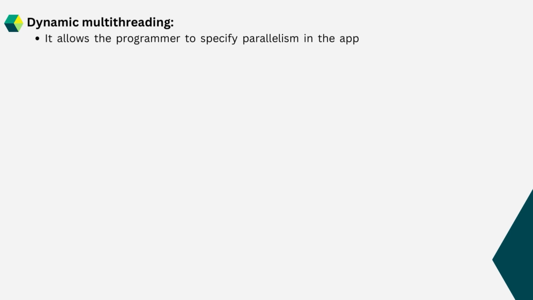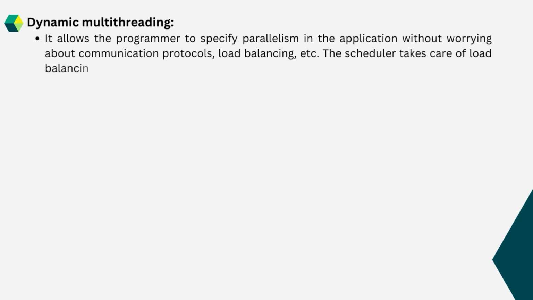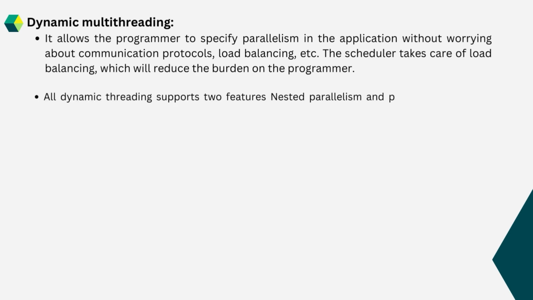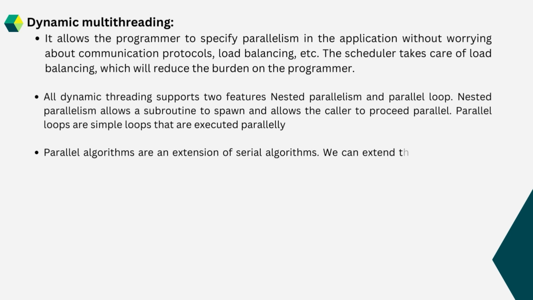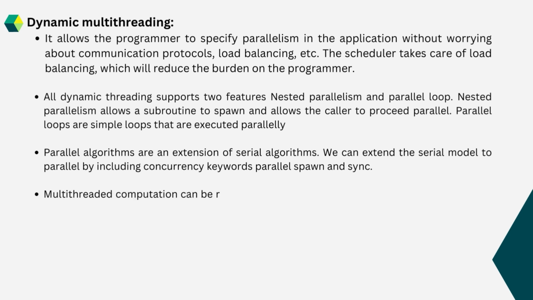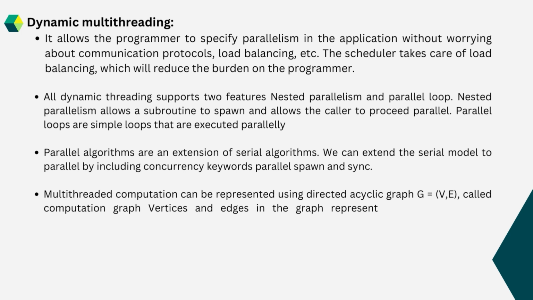Dynamic multi-threading. It allows the programmer to specify parallelism in the application without worrying about communication protocols, load balancing, etc. The scheduler takes care of load balancing, which will reduce the burden on the programmer. All dynamic threading supports two features: nested parallelism and parallel loop. Nested parallelism allows a subroutine to spawn, and allows the caller to proceed in parallel. Parallel loops are simple loops that are executed in parallel.